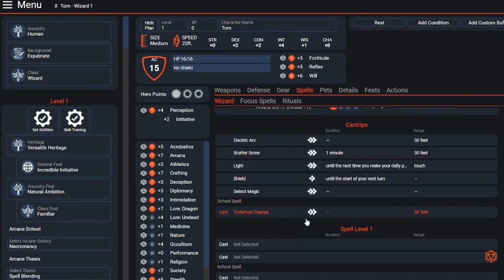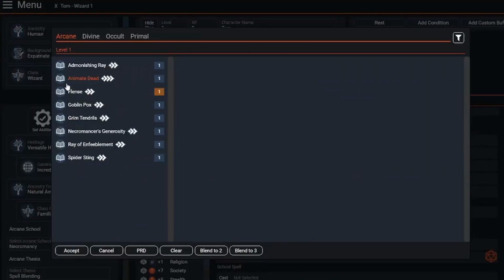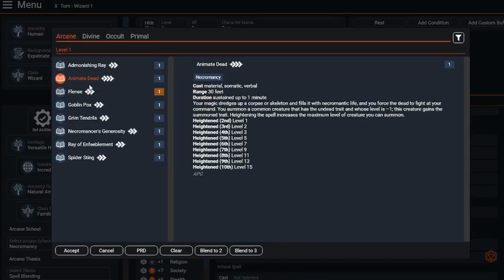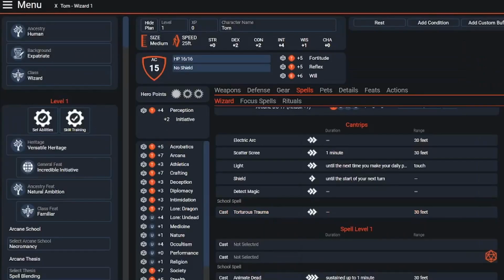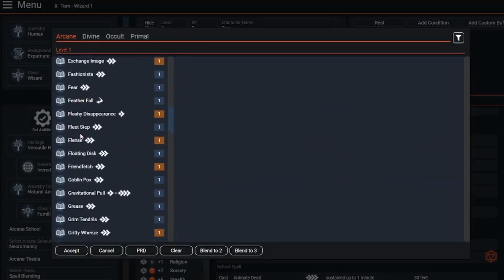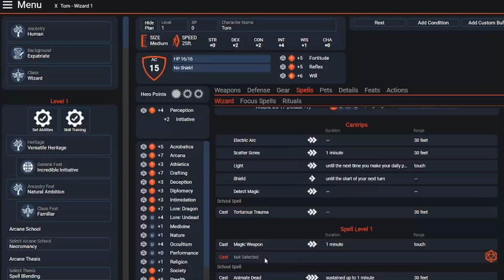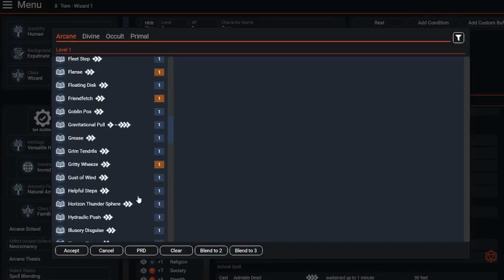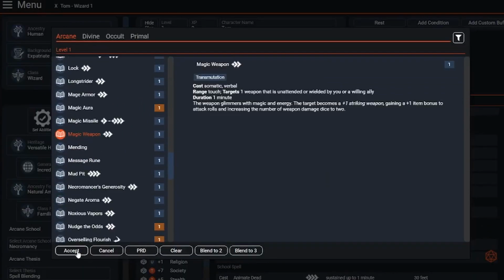And here we have our 3 level 1 spell slots. One of them is a necromancy spell, and we will pick Animate Dead. We are necromancers and we are planning to summon undead as much as possible. We might prepare it a second time if we want, or we can just prepare a couple of magic weapon, which is arguably the best use of a spell slot at first level.